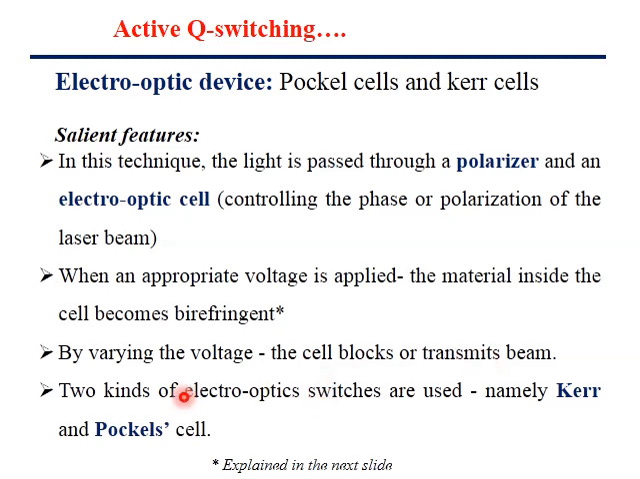Now two kinds of electro-optic switches are used mainly, and they are named the Kerr and Pockels cell. Fine. These are very common and very important devices. So let's talk about birefringence. Let's have some idea about what birefringence is in the next slide.